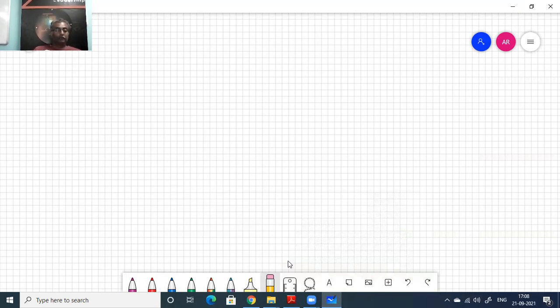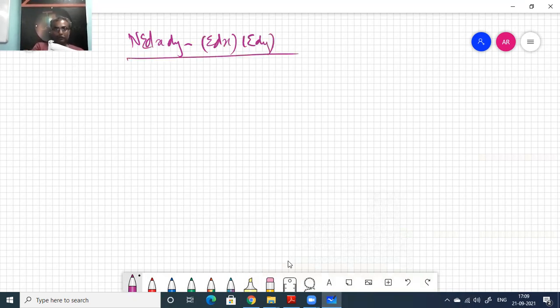For that you have to use sigma dx dy, n into sigma dx dy. That formula: n into sigma dx dy minus sigma dx into sigma dy, divided by root of n sigma dx squared minus sigma dx whole squared, into root of n sigma dy squared minus sigma dy whole squared.